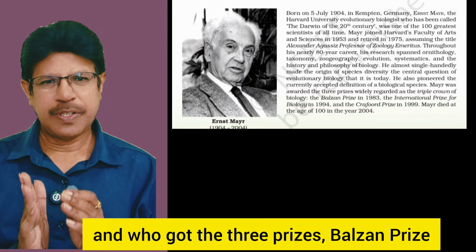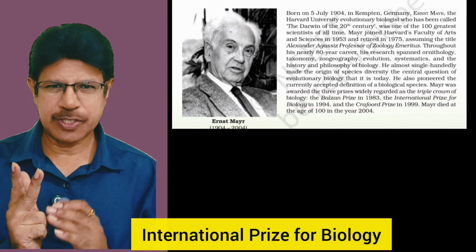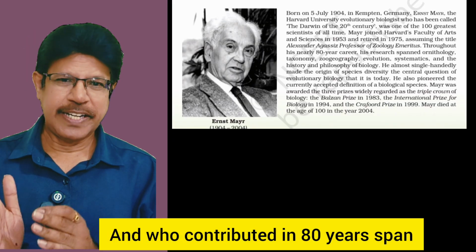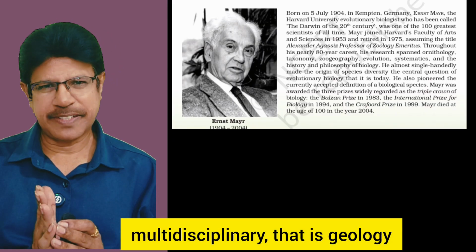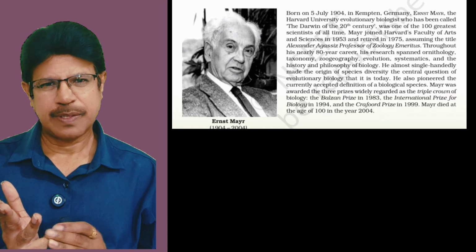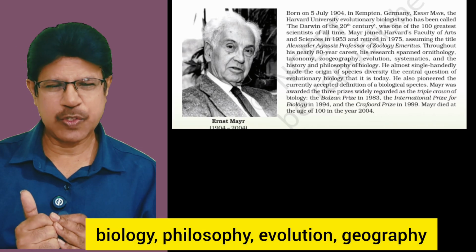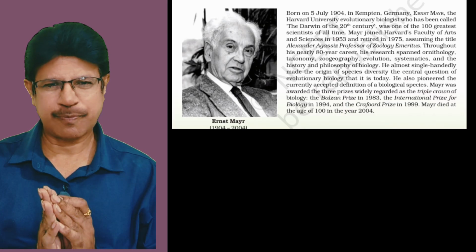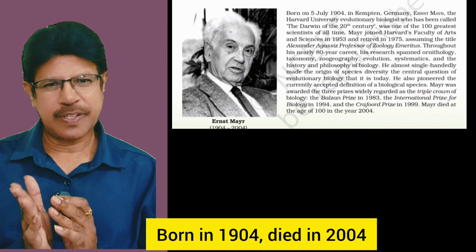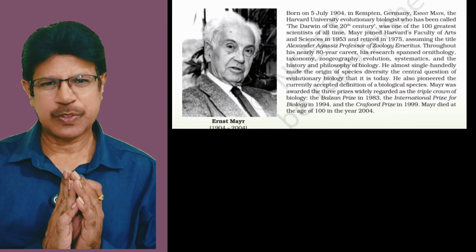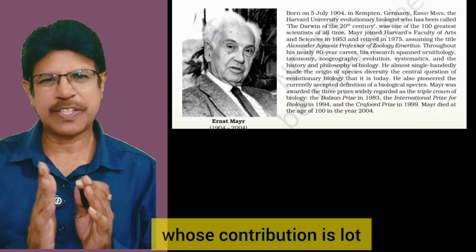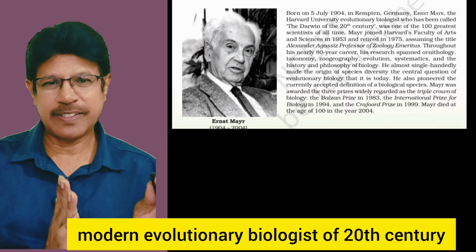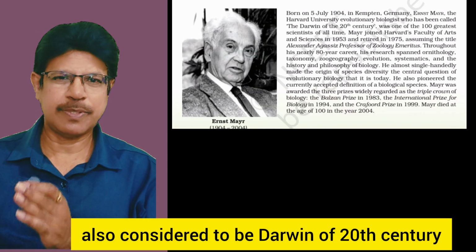Next, he got three prizes, the Balzan Prize, the International Prize for Biology, and the Crafoord Prize, and he contributed over an 80-year span in multiple disciplines: zoology, biology, philosophy, evolution and geography. So his contribution spanned different branches. Born in 1904, died in 2004. So in 80 years of span, his contribution is a lot. That's why he is considered the father of modern evolutionary biology of the 20th century, also considered the Darwin of the 20th century.